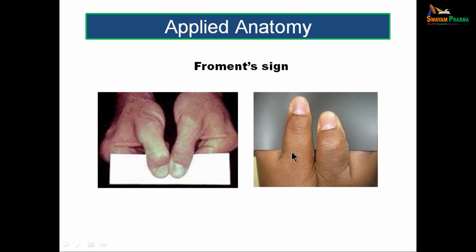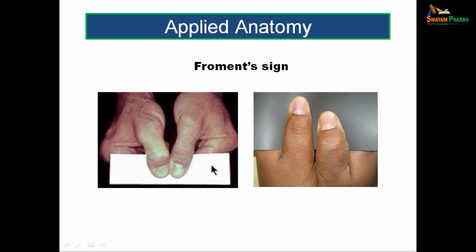Another sign which can be positive in median nerve injury is Froment sign. This can be tested by asking the patient to hold a book. It is also called the book holding test, or it can be tested even with a paper holding test. Normally, the abductor pollicis and the opponens pollicis have to be intact for you to touch the pulp of the thumb with the pulp of the index finger, or bring it towards the index finger itself. This is not possible when there is a paralysis of these two muscles.